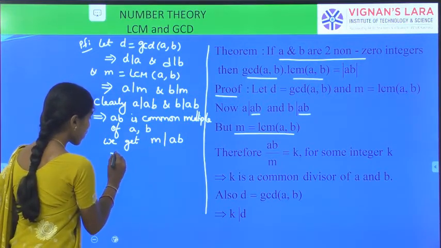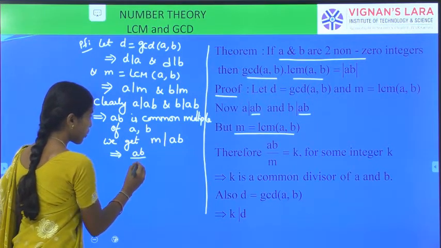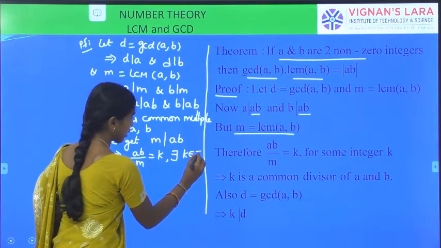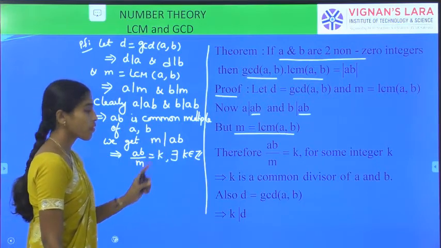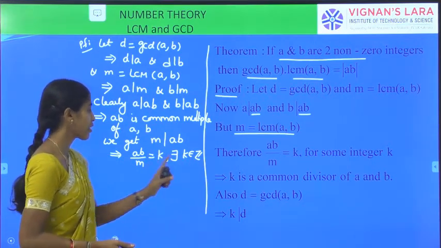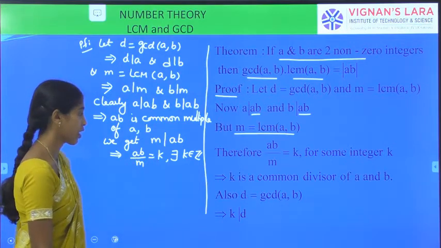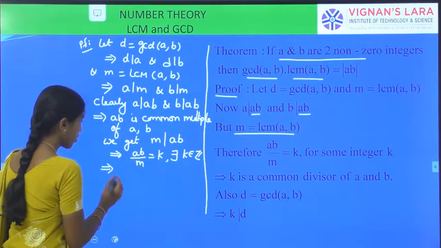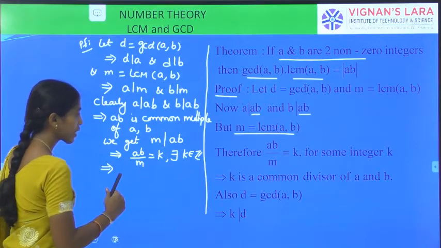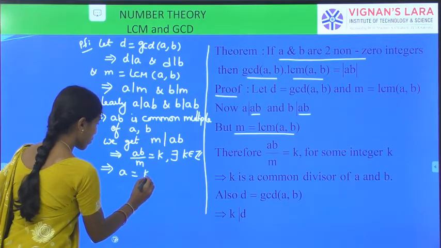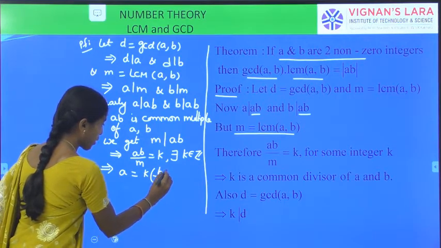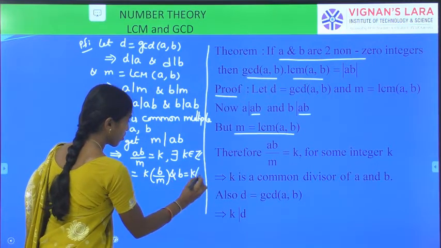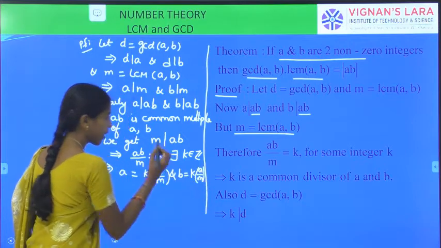So what is the relation of divides? M divides AB implies there exists an integer K such that AB by M is equal to K. Because K is common, we can write this as A is equal to K into B by M from this one, and also we can write it as B is equal to K into A by M.